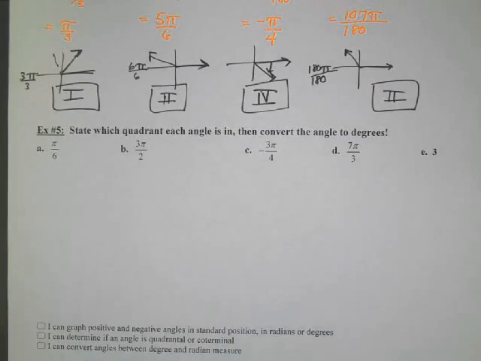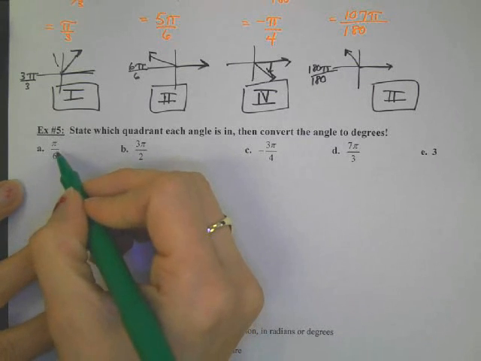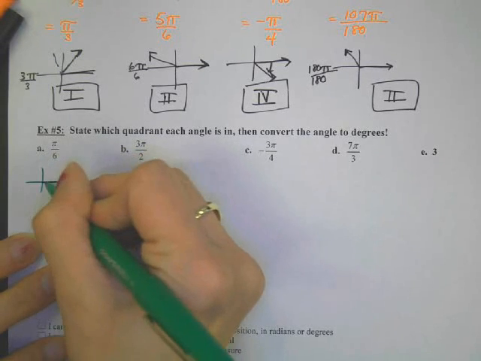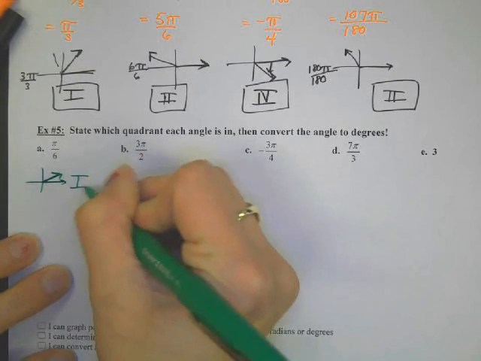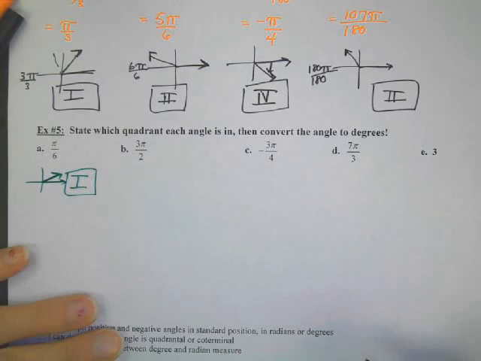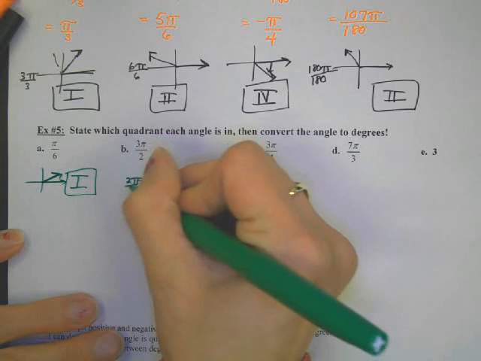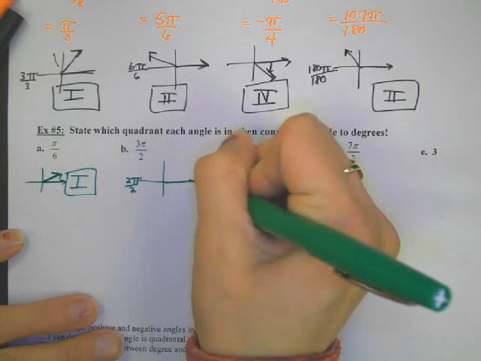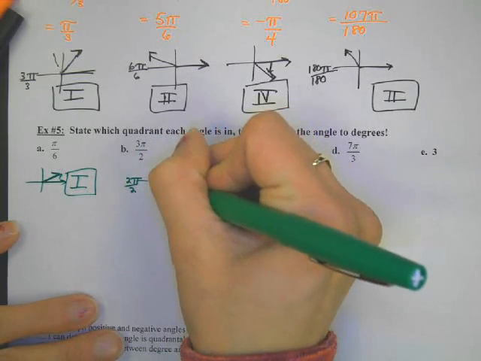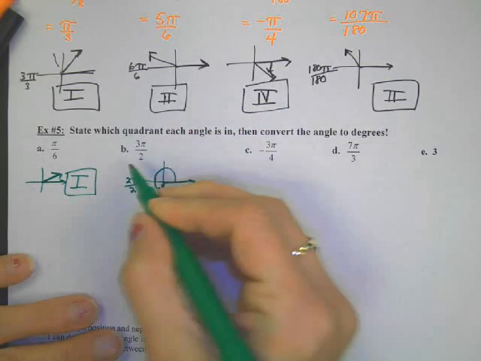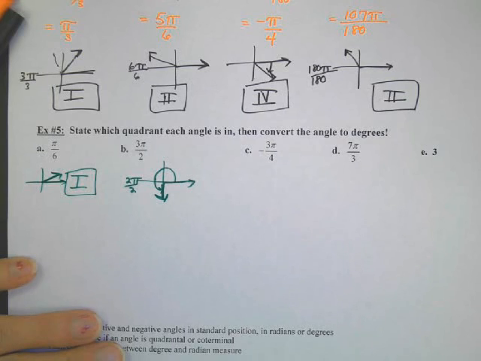Okay, let's see if we can maybe think about the quadrants first. 1 out of 6. Do you know what quadrant that would be in? 1 out of 6? That's going to be right there in quadrant 1. Part B, 3 pi out of 2. Let's think of pi as 2 out of 2. So here is 1 out of 2, 2 out of 2, 3 out of 2 would be down there. So which quadrant is that in?